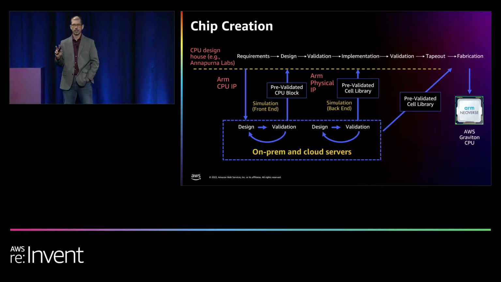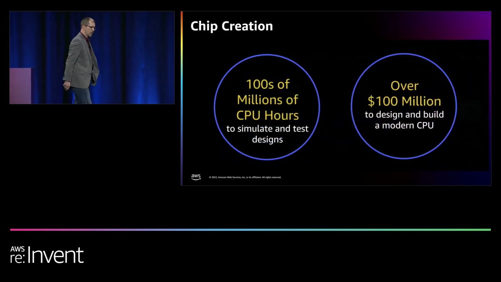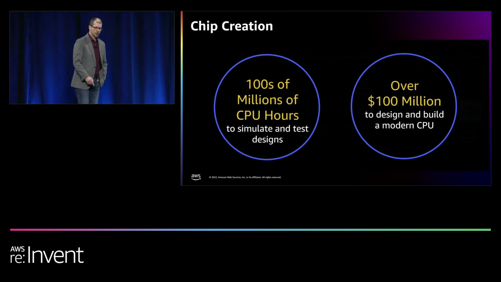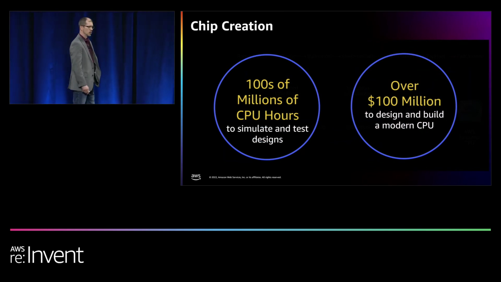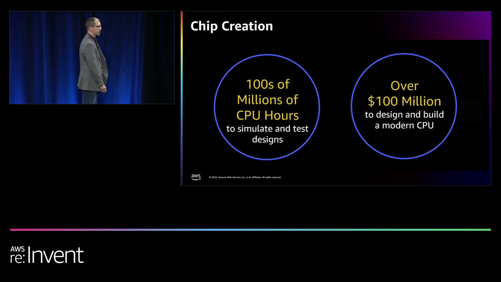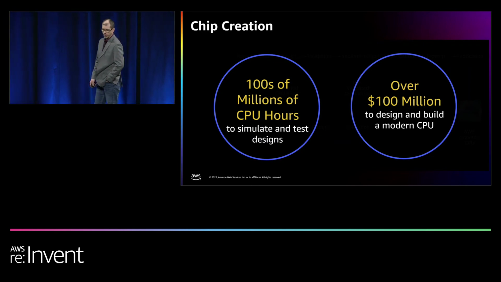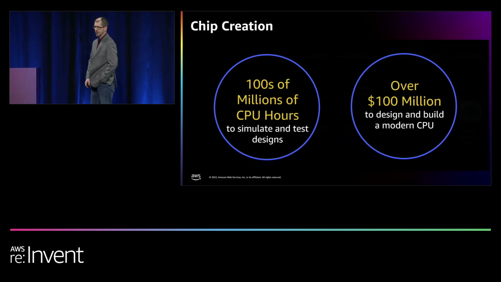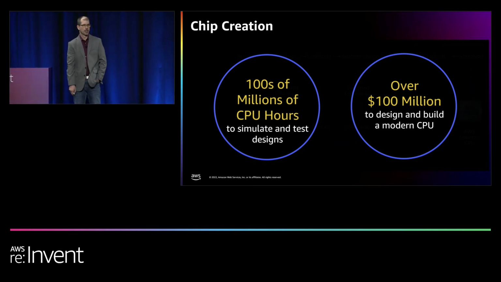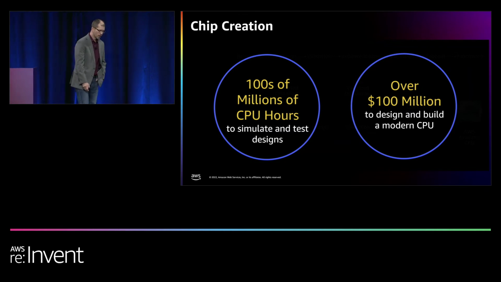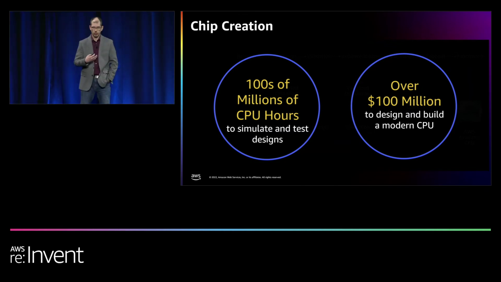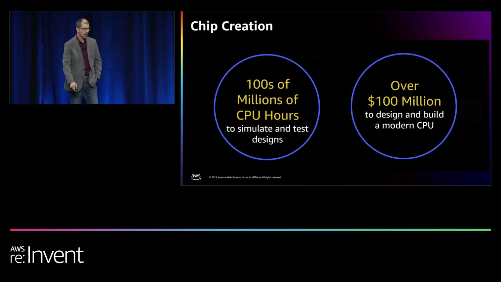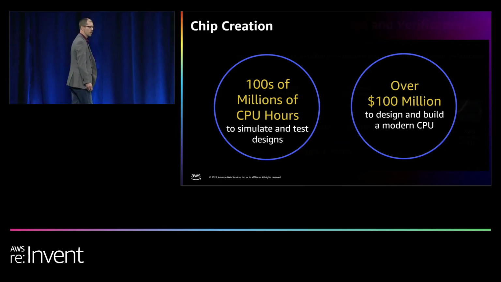But if I could ask you to take two things away, it would be one, to design and build a modern CPU, what AWS and Annapurna Labs does, can cost well over $100 million. Two, a design flaw is very expensive. Therefore, it is critical that we complete sufficient verification to reduce that risk. To simulate and test the design, what ARM does can take hundreds of millions of CPU hours.